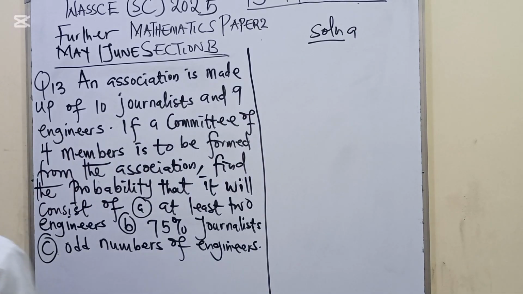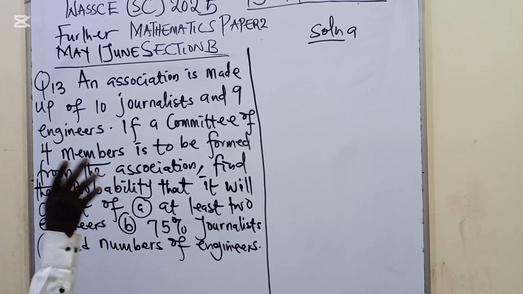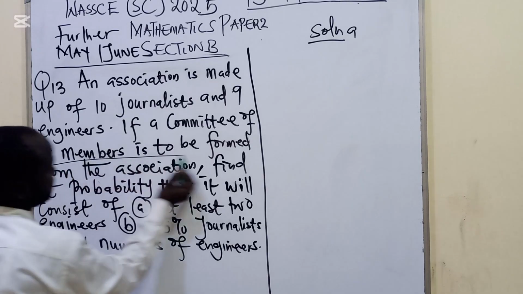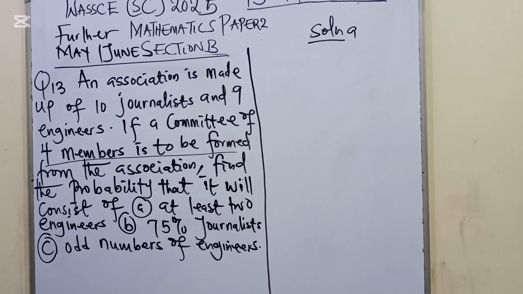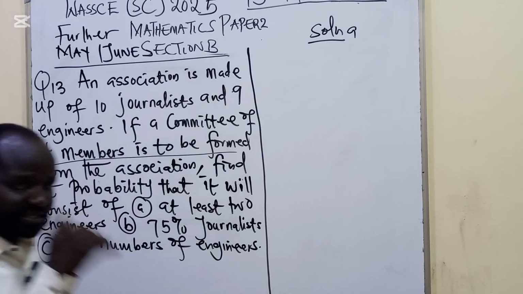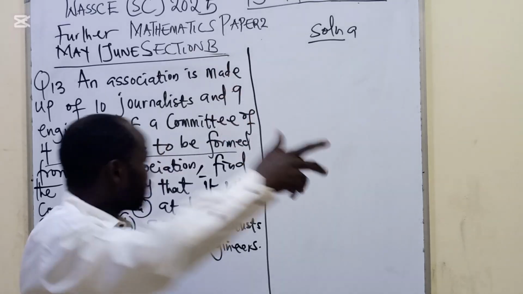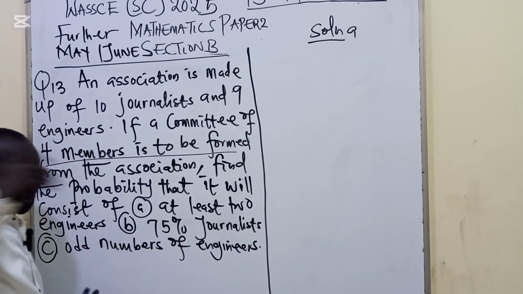The condition here is we are forming 4 members, with at least 2 engineers. At least 2 means from 2 and above. That's 2, 3, or 4. This will be the possible options.